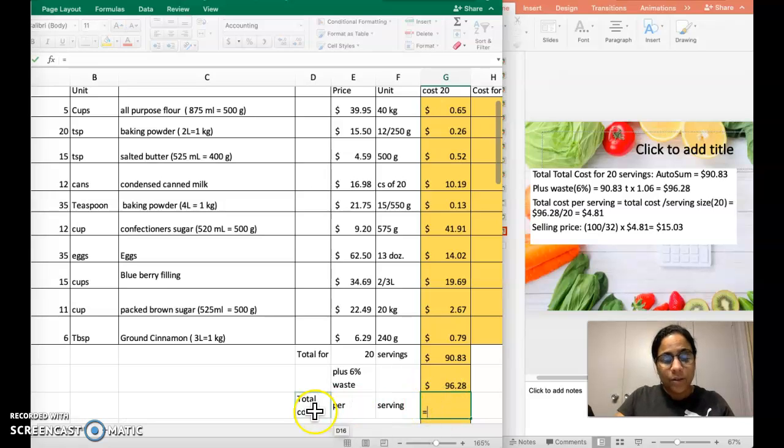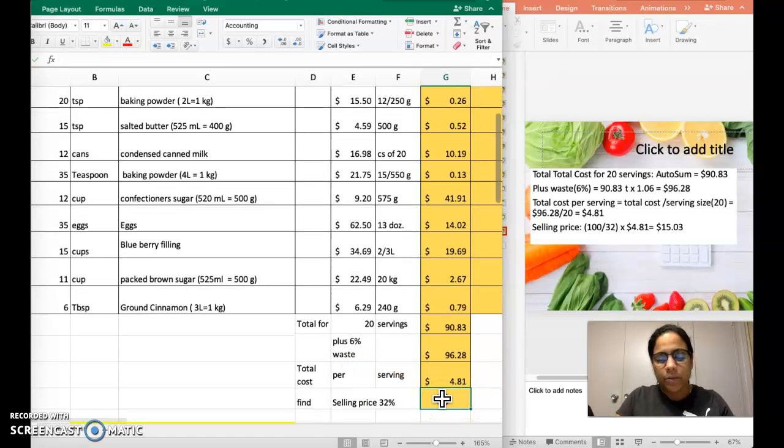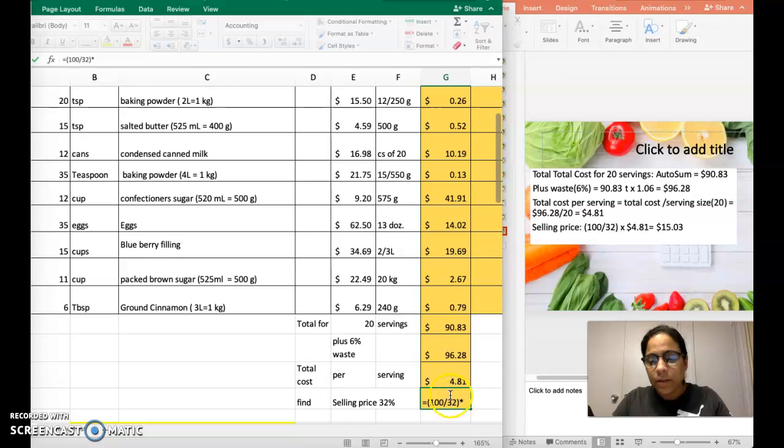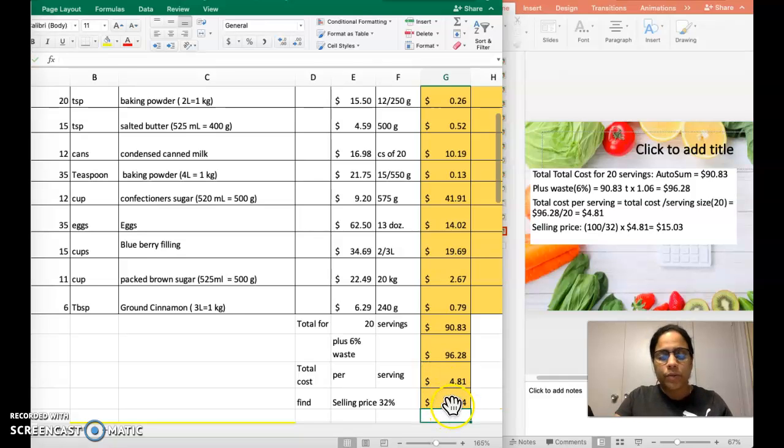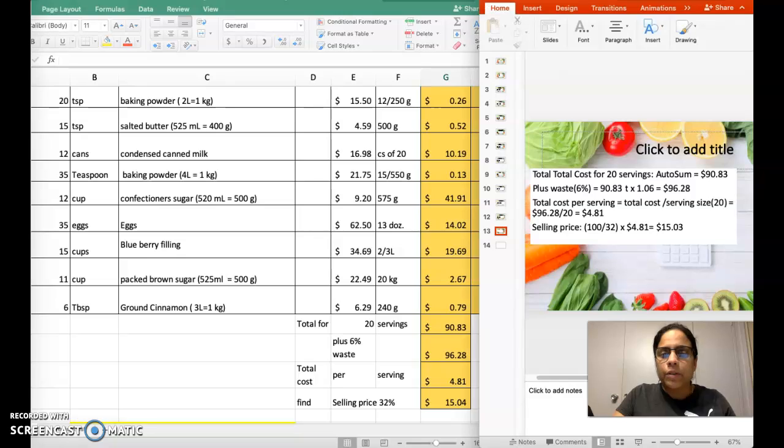We're gonna total per serving, which is this amount divided by the numbers of servings, which is 20 or 81. This one I'm gonna do equal sign, open bracket, 100 divided by 32, close bracket, times the price per serve, the cost per serving, total cost, 1504. Now I'm gonna close this one.